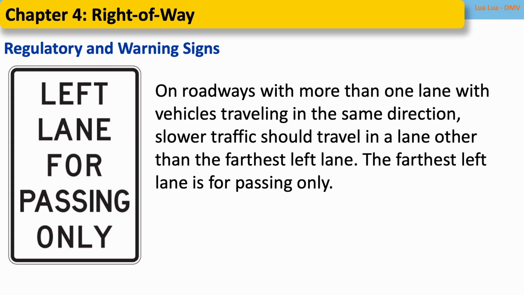On roadways with more than one lane with vehicles traveling in the same direction, slower traffic should travel in a lane other than the farthest left lane. The farthest left lane is for passing only.